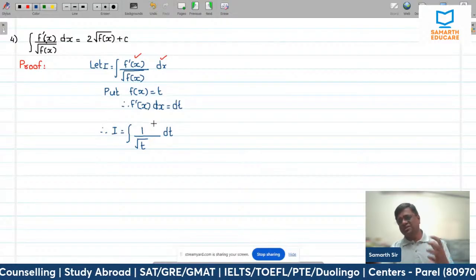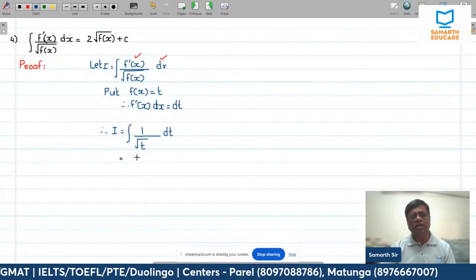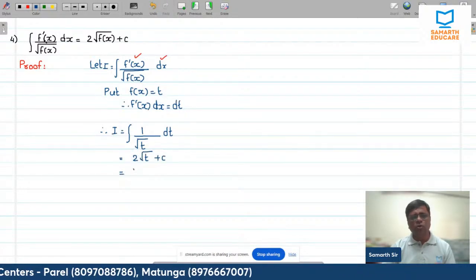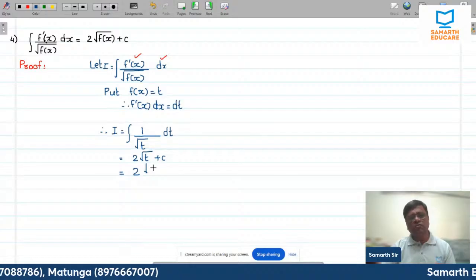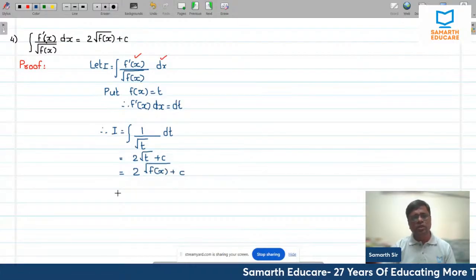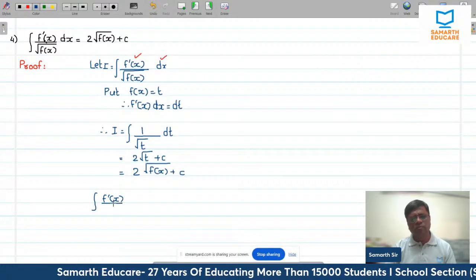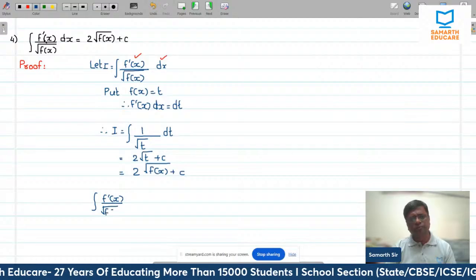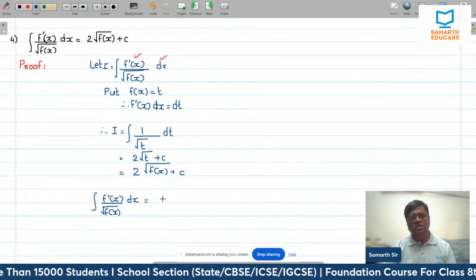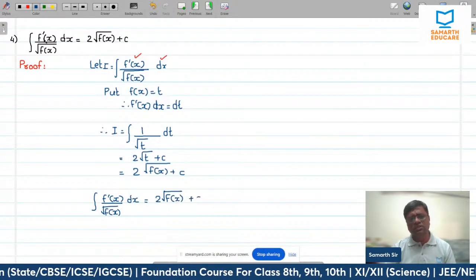Now if you remember yesterday we did this 1 upon root x का integration है 2 root x. So यहाँ पे integration आएगा 2 root t plus c. Now root t का वैल्यू क्या है, f of x है. Hence यहाँ पे जो इंटीग्रेशन ऑफ f dash x अपॉन root f of x is equal to 2 root f of x plus c.